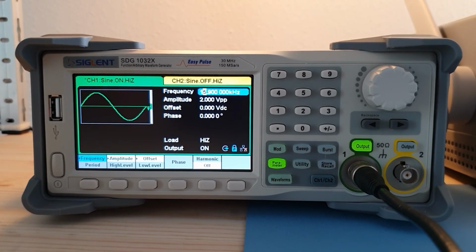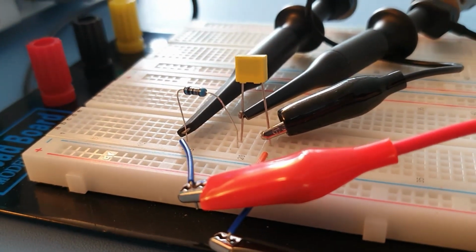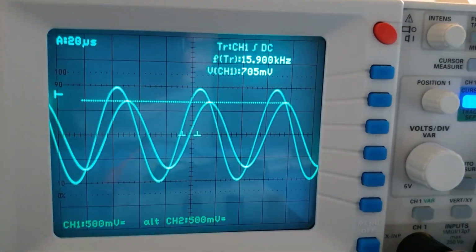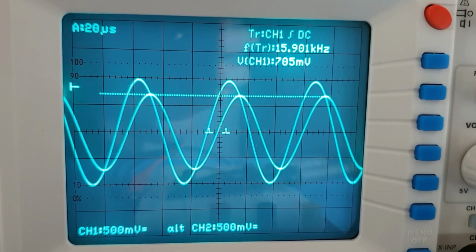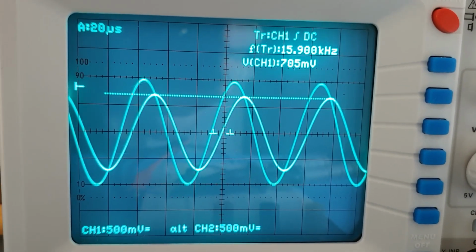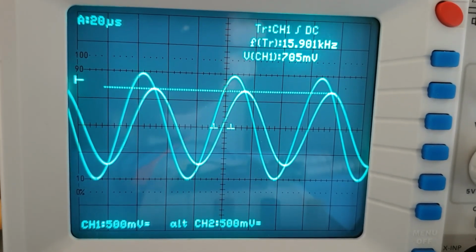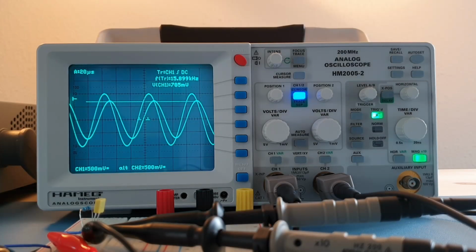So now let's check it out with the 15.9 kHz. The same voltage, 2 volts peak to peak, and here we have the same circuit, channel 1 and channel 2, and this is the result. The small signal is the output. As we can see, it is on the -3 dB point of the cutoff frequency, which means it would be 707 millivolts, but the oscilloscope shows 705 due to its resolution.